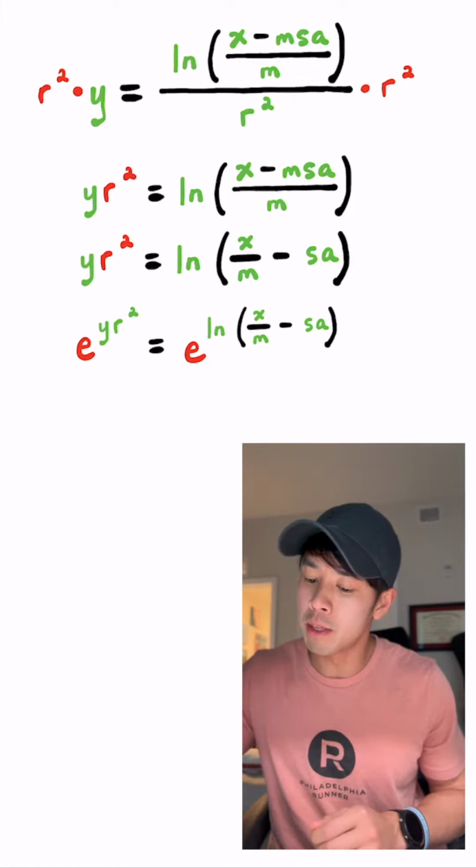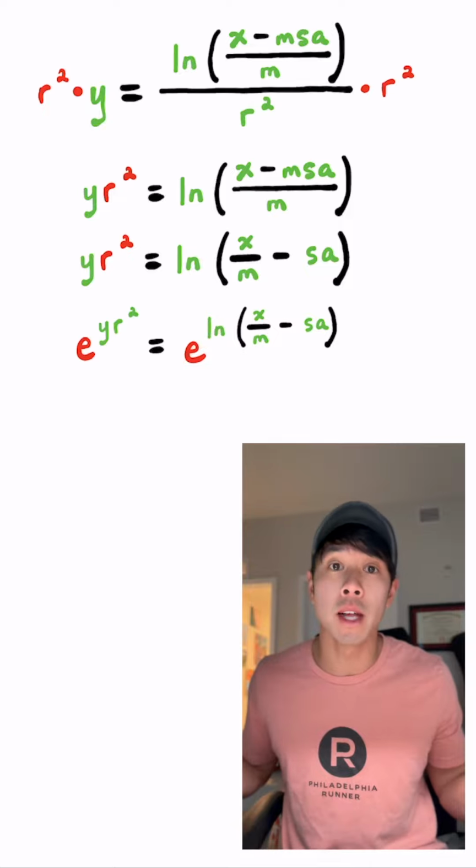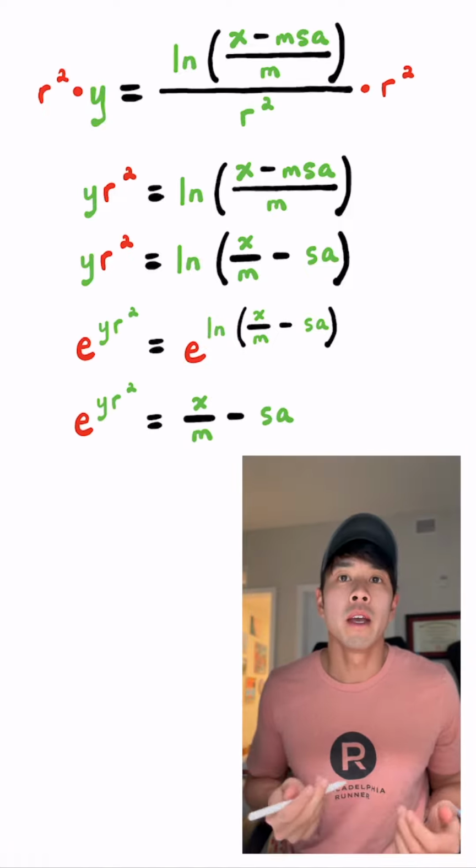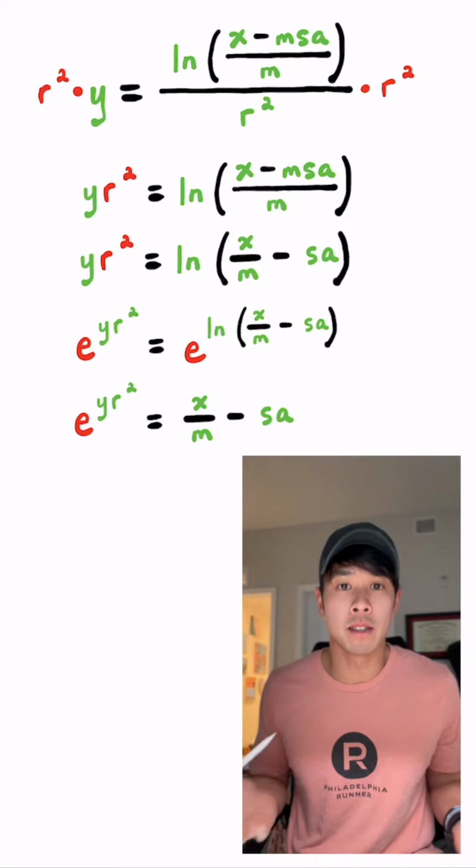So remember when we exponentiate and this base of e matches the base of the logarithm, those are going to go ahead and cancel out. So on the left side, we're going to be left with this e to the yr squared. And on the right side, we have x over m minus sa.